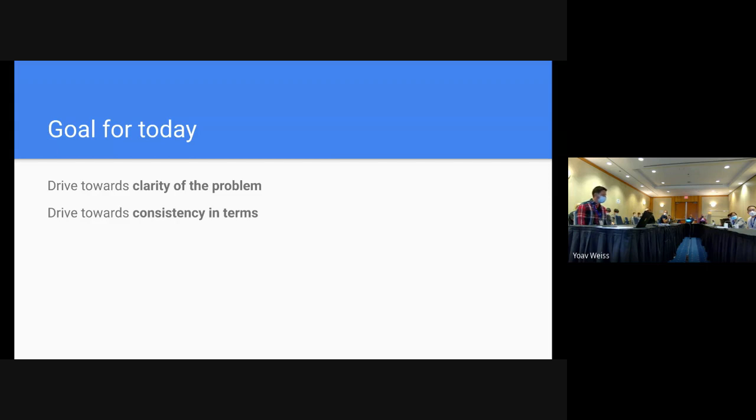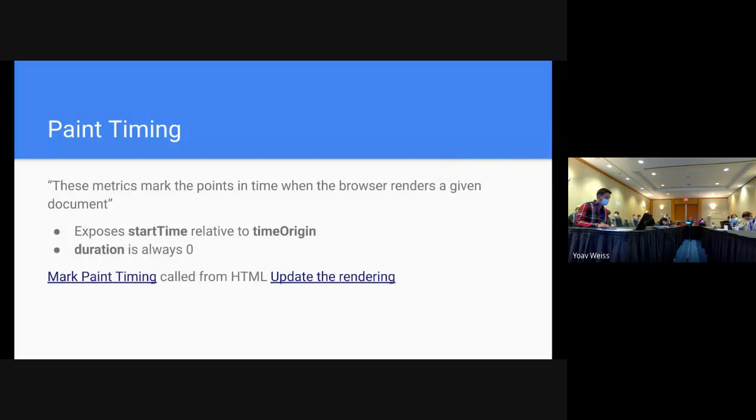In particular, this issue has come up over and over. I think there are terms that get mixed up, and Sean's been working on LCP over at Mozilla, and some of these questions have been very recently brought up again. So I'm hoping to drive towards consistency in terms and understanding. Okay. So paint timing attempts to mark the point in time when the browser renders a given document.